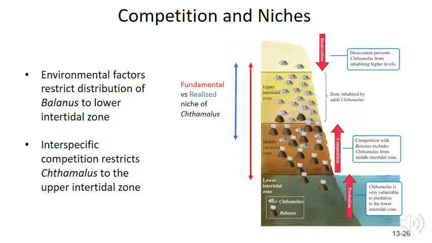So essentially, they could, in the absence of competition by the brown barnacles, exist over the whole range of that intertidal range. So that's their fundamental niche, but their realized niche is just the top portion of that, where they face less competition from the brown barnacles because those brown barnacles are less tolerant of desiccation, which occurs in the higher ranges. So environmental factors are what restricts populations of Balanus to the lower intertidal zone, but interspecific competition restricts Chthamalus, the white barnacles, to the upper intertidal zone.